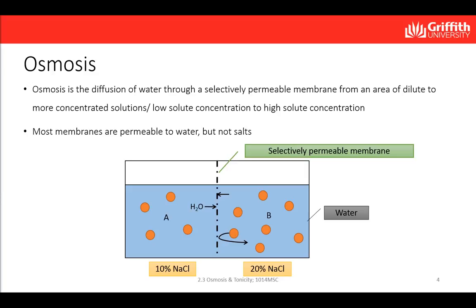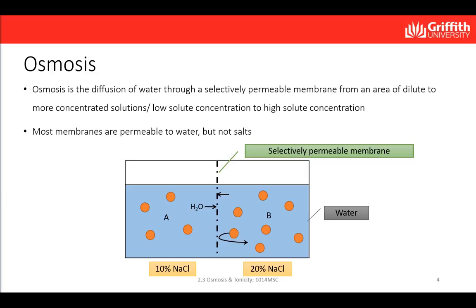Osmosis occurs whenever the water concentration differs on the 2 sides of the membrane. A very important thing to remember here is that if the solute concentration on the 2 sides of the membrane differs, then the water concentration differs as well. Because as the solute concentration increases, the water concentration must decrease.